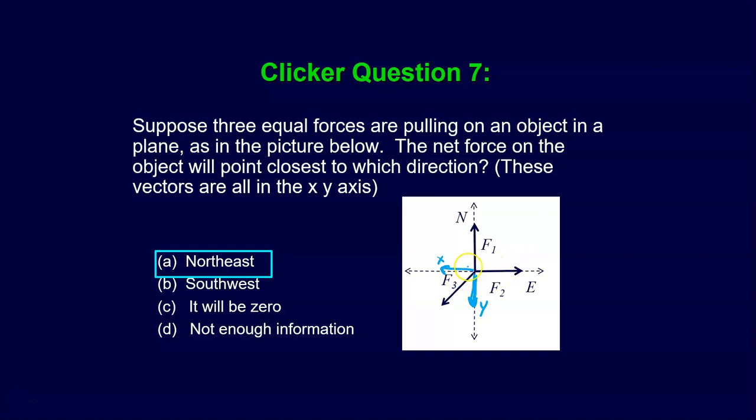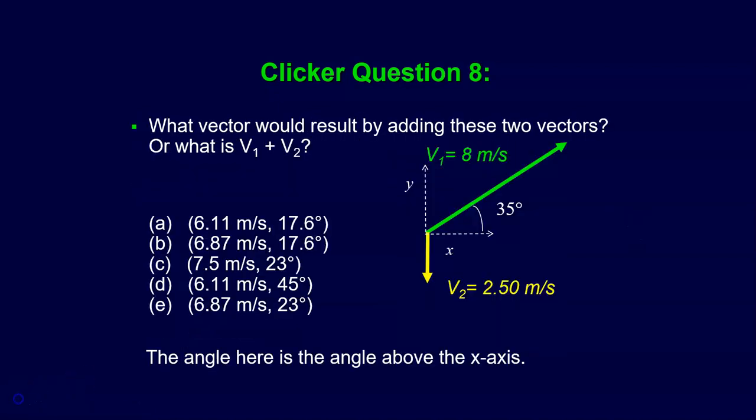And so here in the x direction, F2 is going to be much longer than the x component of F3. And so the overall vector there in the x direction will be pointing something like that. And then F1 is going to be longer than that y component, and so there'll be a little point going this way here. And so overall, that'll end up pointing in the northeast direction.